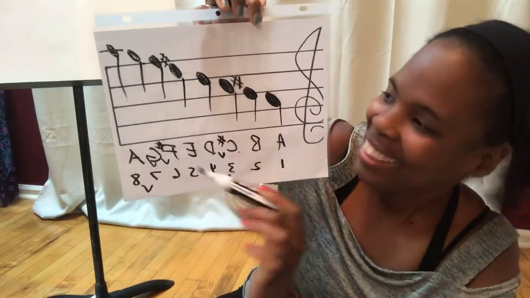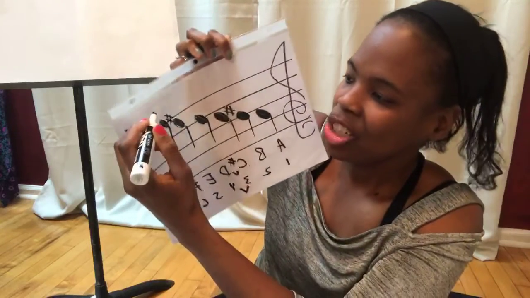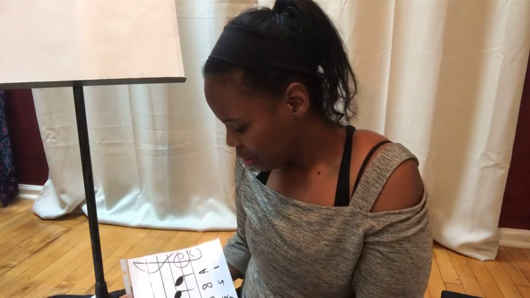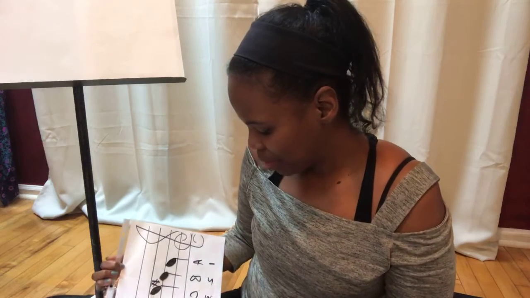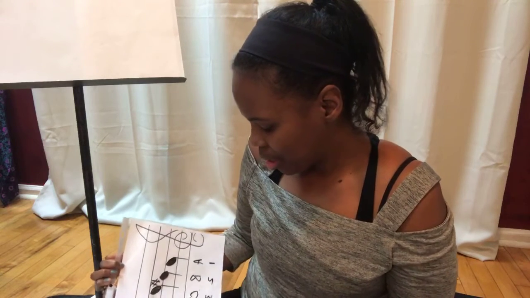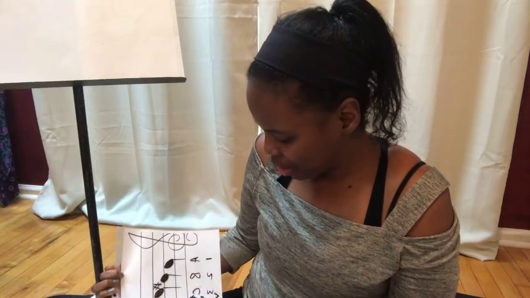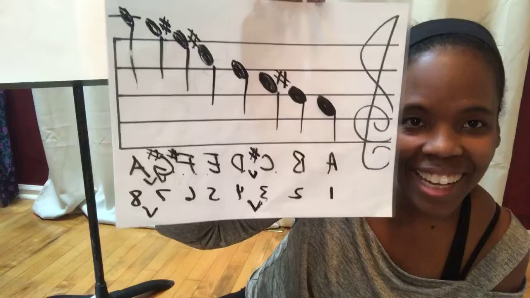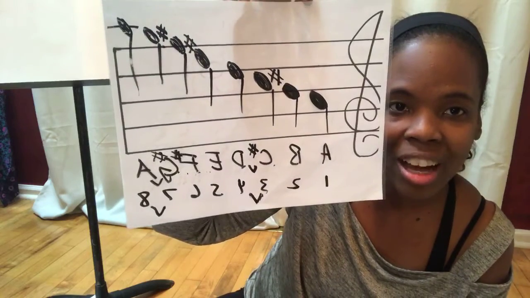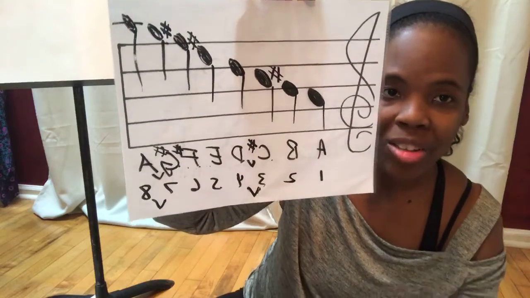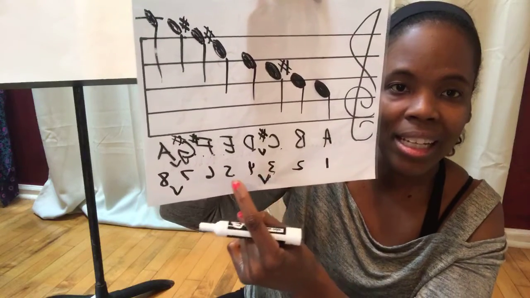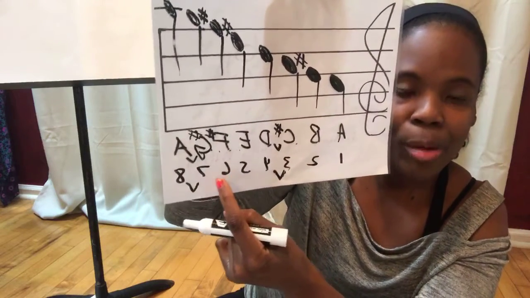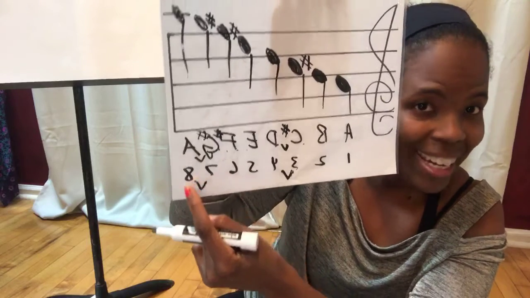Isn't this exciting? I know. So we're going to add that sharp here to the G sharp, which is going to move our half step from the 6th and the 7th degree up to the 7th and 8th degree. Okay, and so then now we've got our A major scale. So we have A, B, C sharp, D, E, F sharp, G sharp, and A.